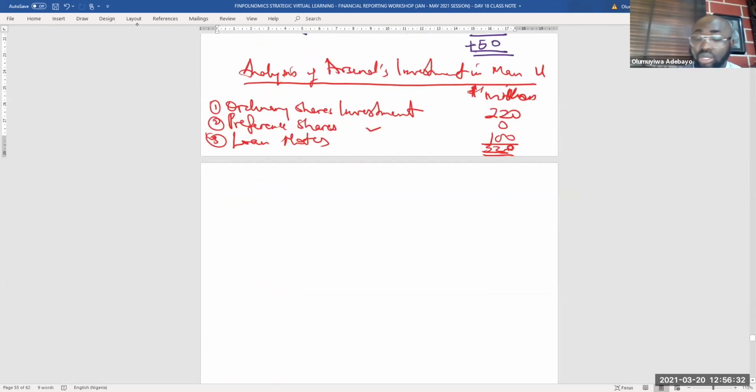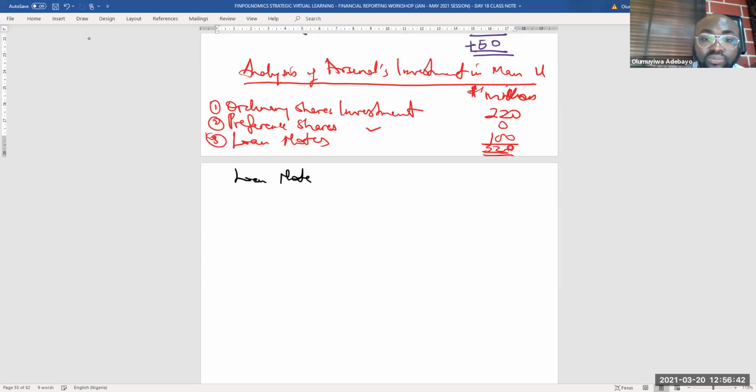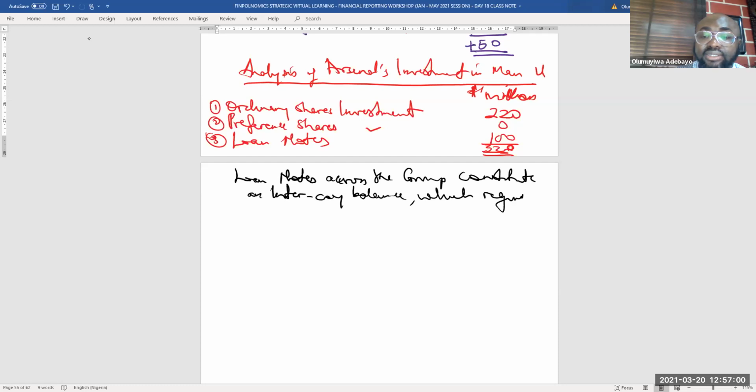Now, what do we do to loan notes? Loan notes constitute, across the group, an intercompany balance, which requires elimination upon consolidation. How do you do that?